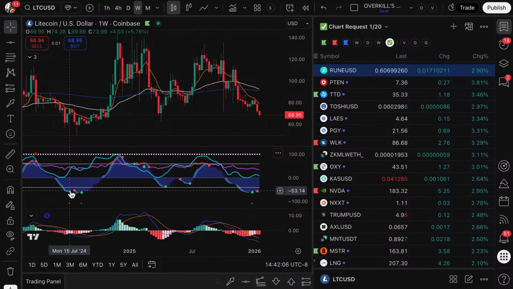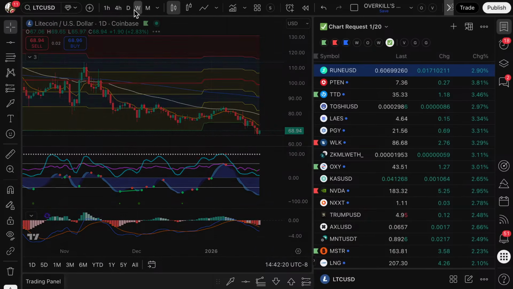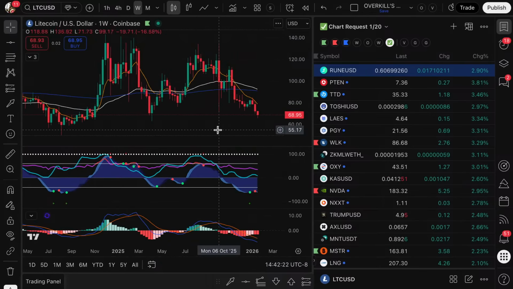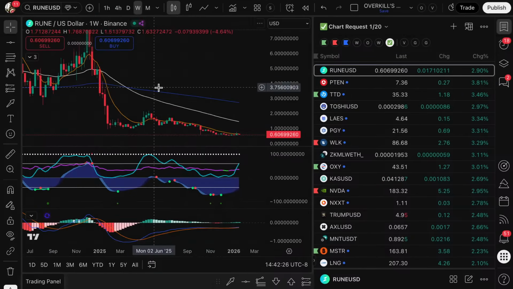See how it goes red or green, red, green sometimes. You got green, and then the red is the flush out, and then you got green, and then that's when, boom, it takes off. So the next green dot on LTC or the daily will be a buy. Back to square one.